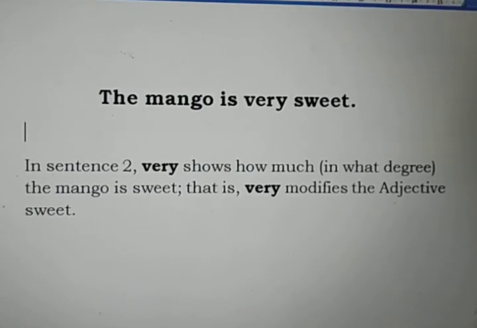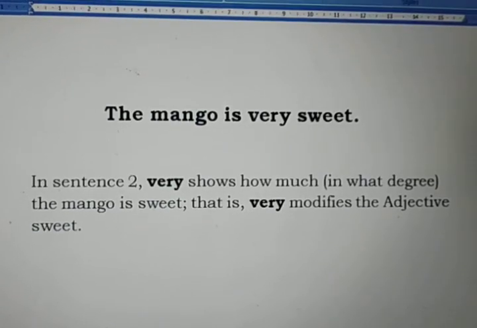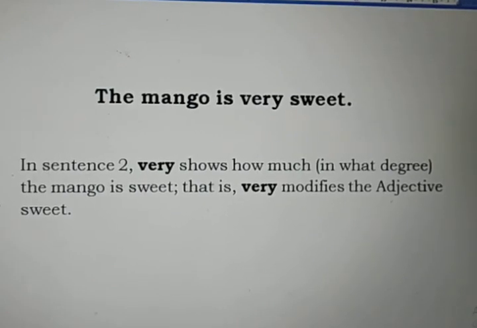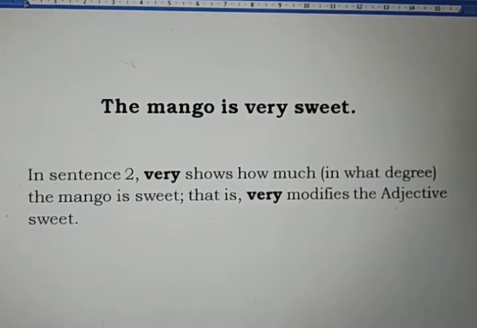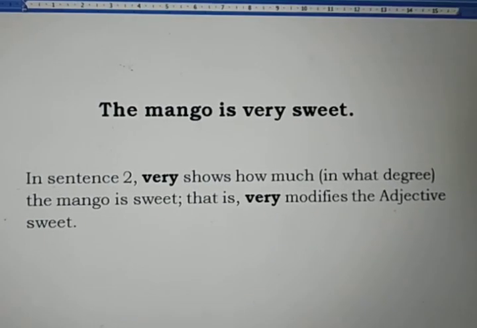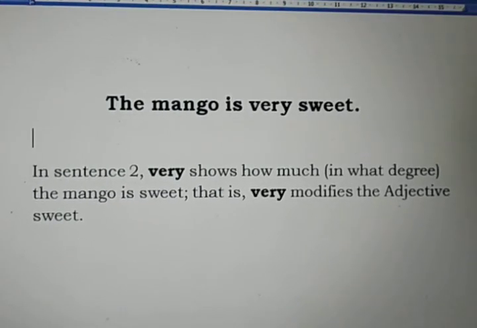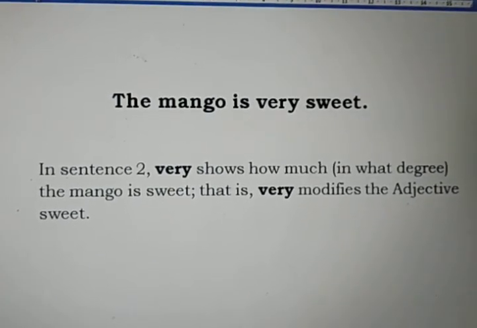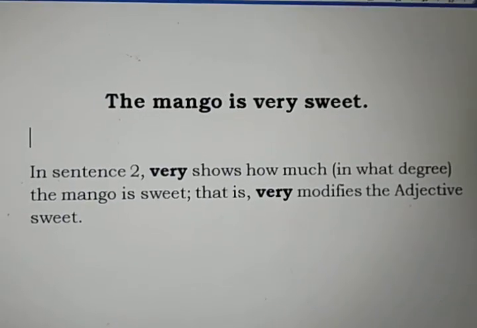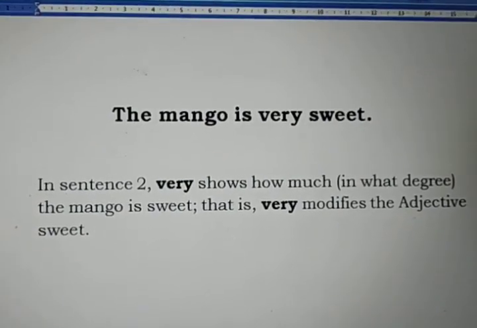In sentence 2, the mango is very sweet. The word very shows how much, means in what degree the mango is sweet. You must remember the last video I told you about adjective. Adjective modifies noun. So here the word sweet is your adjective. The mango is sweet, and the word very tells you how much the mango is sweet. So here the word very modifies the word sweet, that is adjective.